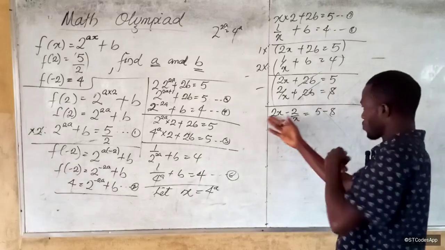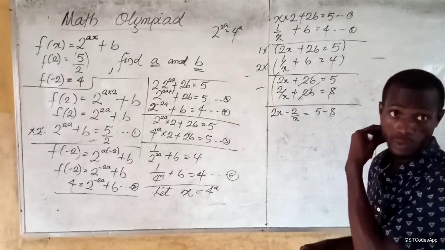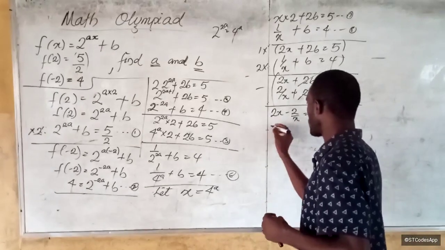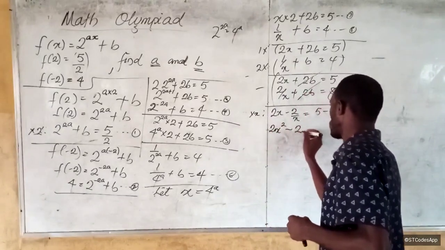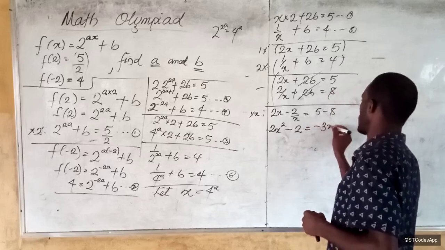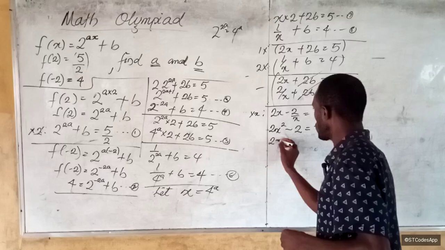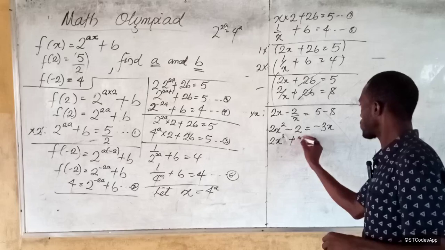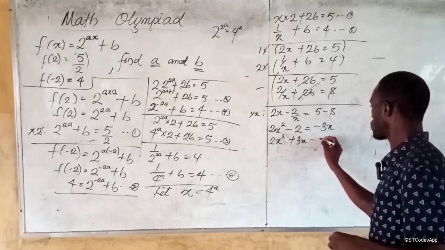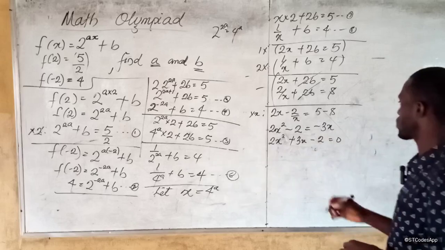So with this, we can multiply by x to remove that fractional algebra. Is that okay? So multiply 2x by x, we have 2x squared minus 2 is equal to minus 3 times x, minus 3x. Okay? So this guy can now come over and we have 2x squared plus 3x minus 2 is equal to 0.